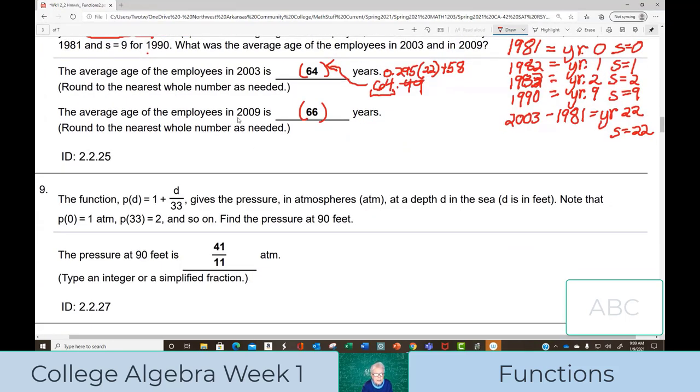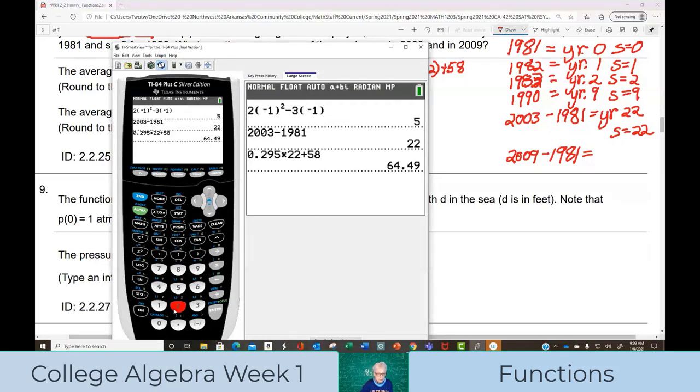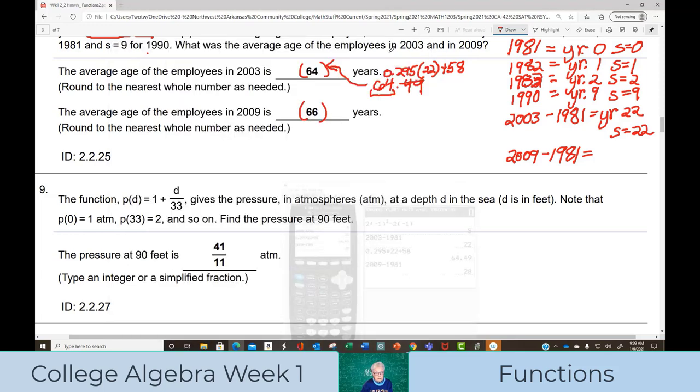Okay, now we're going to look at the average age of employees in 2009. 2009 minus 1981 equals, well, that gives me a nice round 28. Right, duh. That's going to be S equals 28.